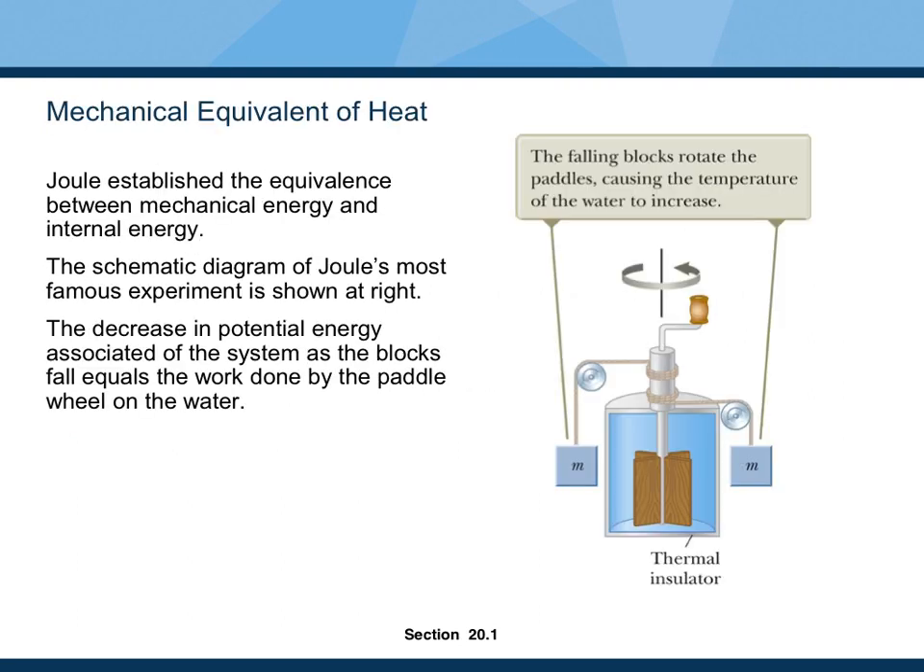Joule performed an experiment to demonstrate the mechanical equivalent of heat. The schematic diagram of the experiment is shown here. The falling mass rotates the paddles, which causes the temperature of the water to increase. We can transfer the potential energy of the mass into the kinetic energy of the paddle and then into the internal energy of the water, which is reflected in the increase in the temperature of the water.